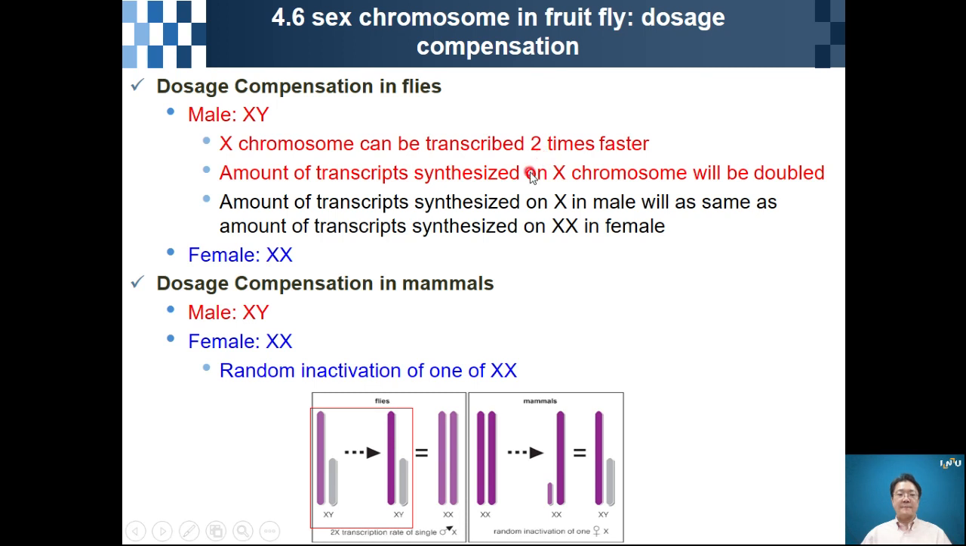How about mammals? In mammals, the dosage compensation mechanism happens in the female. The female has the XX chromosomes, so in this case, random inactivation of one of the XX happens. One of the XX chromosomes can be randomly inactivated. That's why only one X chromosome can be transcribed. So this is the dosage compensation mechanism in mammals.